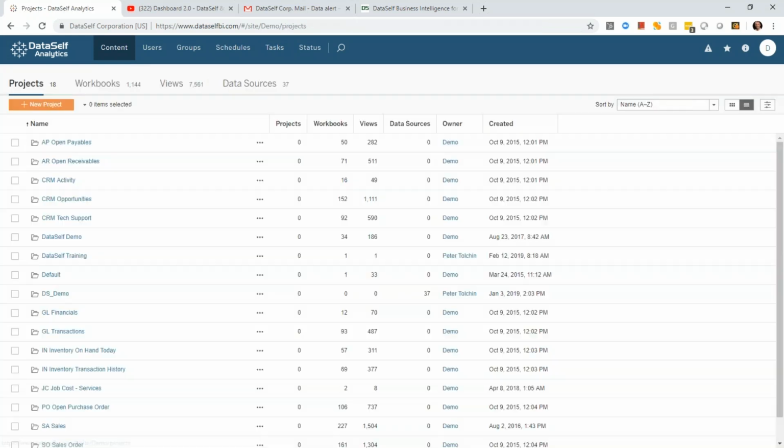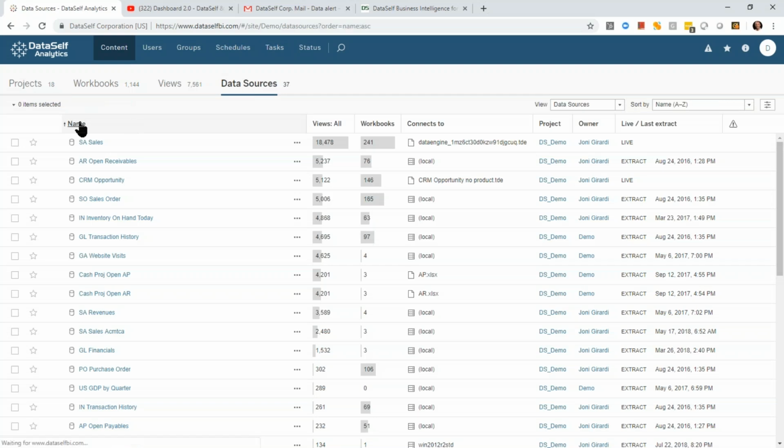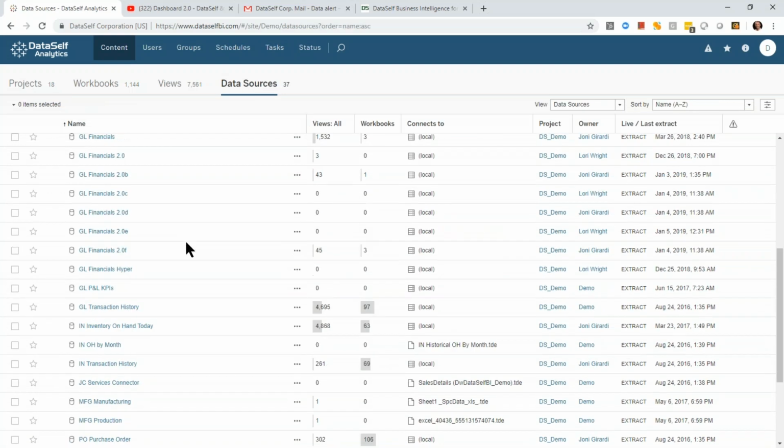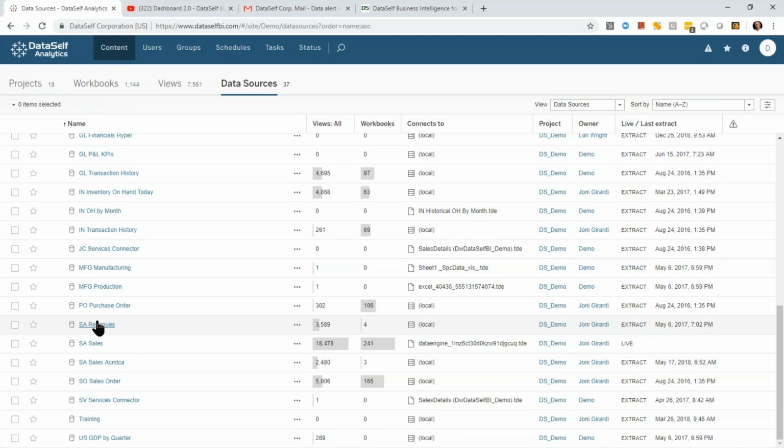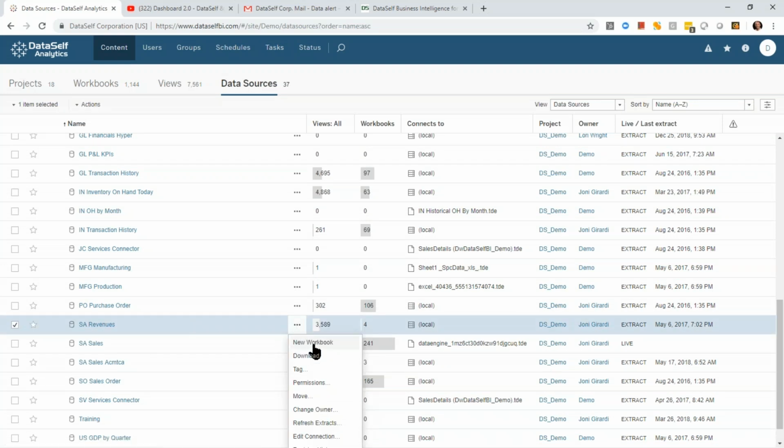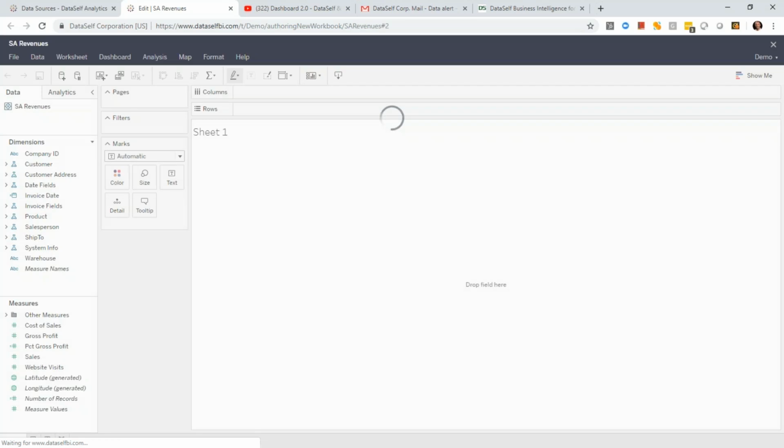So we're going to go to the home link. I'm going to go to my data sources. And these are all the data sources available in my sample database. So I have a lot of things, but being a salesperson, I would only have access to my revenues. So let me go to my revenues and create a new workbook. So it'll be like a blank sheet starting from scratch.